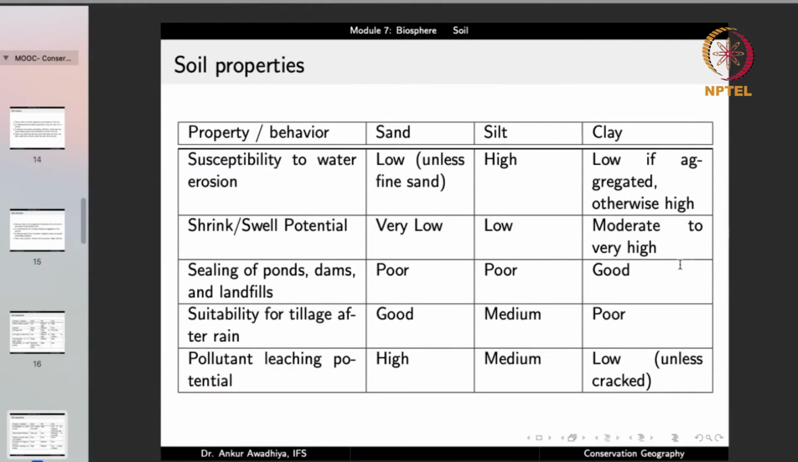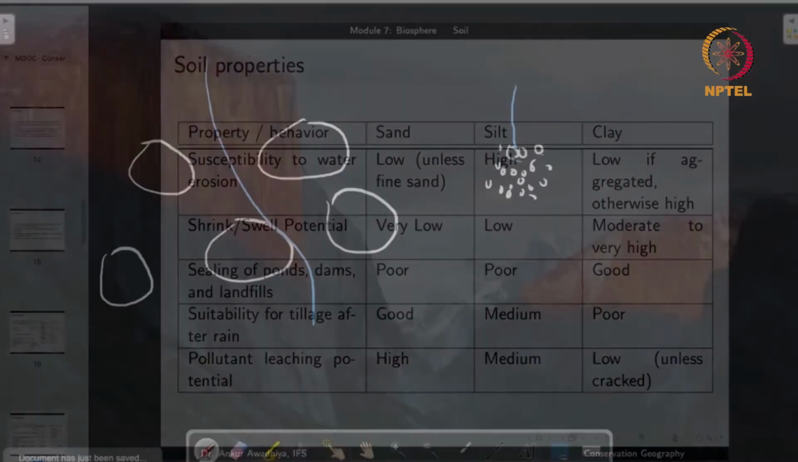Shrink and swell potential is moderate to high in the case of clay because clay is a soil that swells and shrinks. So if you take clay, if you add water, the volume will expand. When it dries, it becomes smaller in size, so it shrinks. Now, this property is very specific to clay and it plays a very big role in agriculture. Because remember that clay has poor aeration, but because of the shrink and swell potential of clay, it permits it to aerate itself.